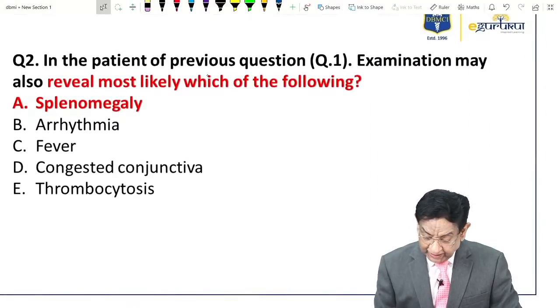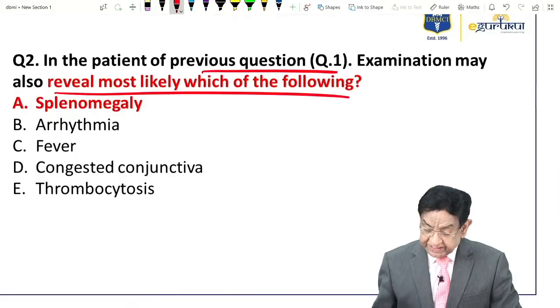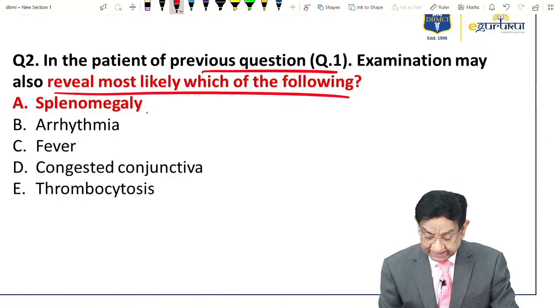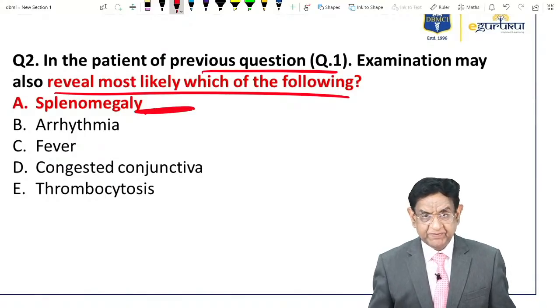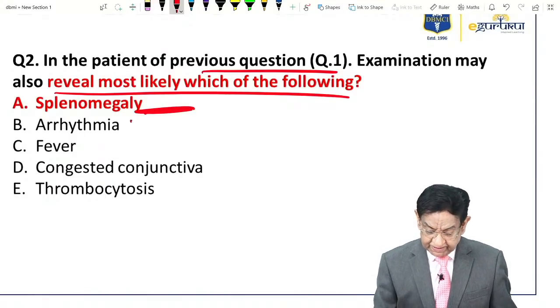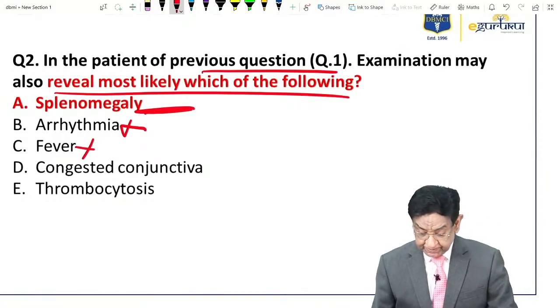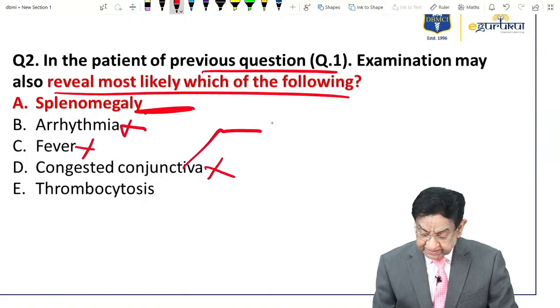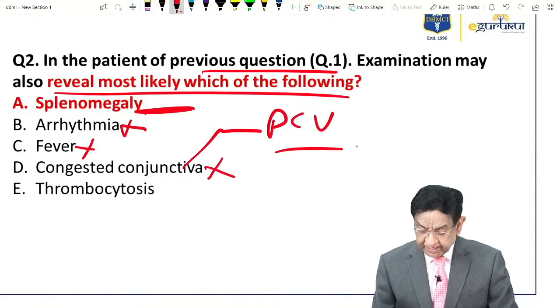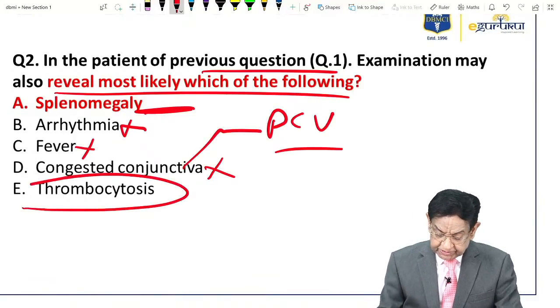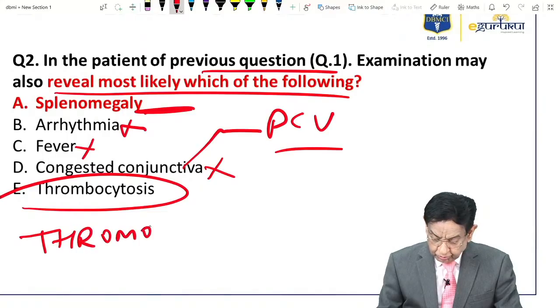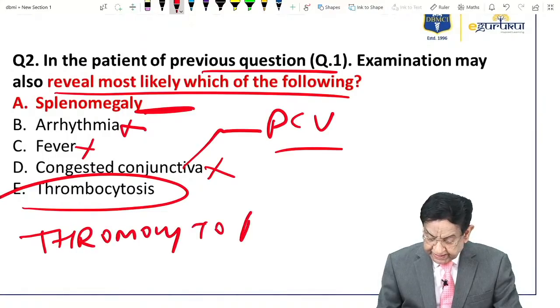Now in question 1, which is the additional finding? Splenomegaly. Okay. The point I discussed in the previous question, edema is not a problem, fever is not a very common problem. Congested conjunctiva is seen in polycythemia vera, not in CLL. Thrombocytosis is not a feature, rather thrombocytopenia can occur.